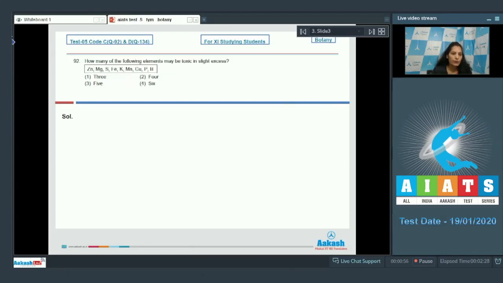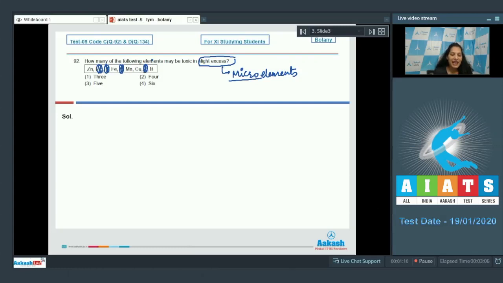Question number 92. How many of the following elements may be toxic in slight excess? In slight excess, the micronutrients or the microelements become toxic. So you have to choose for the microelements or you can go for the elimination of macroelements. So macroelements are magnesium, sulfur, potassium, phosphorus. So these are macro elements.